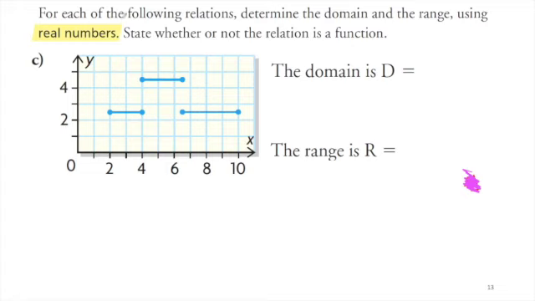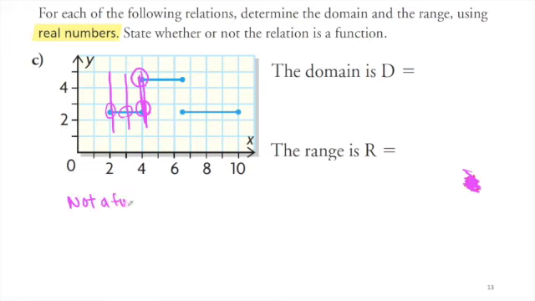Okay, so for each of the following relations, determine the domain and range using real numbers, state whether it's a function or not. Okay, so again, when you're using your vertical line test, go ahead and draw lines on here. Looks like it's a function, looks like it's a function, only passing once. But then you go here, and it passes once, twice. This is not an open dot, so at x equals 4, it does equal 2.5, and it does equal 4.5. Okay, so with that, it cannot be a function because it fails the vertical line test.